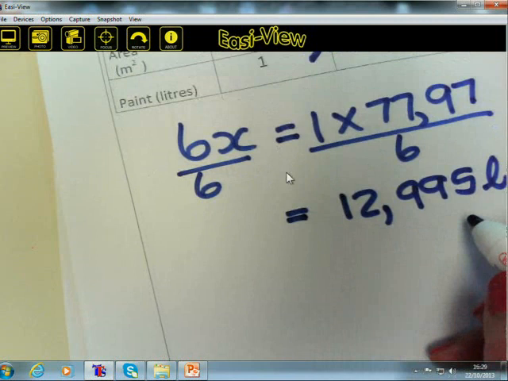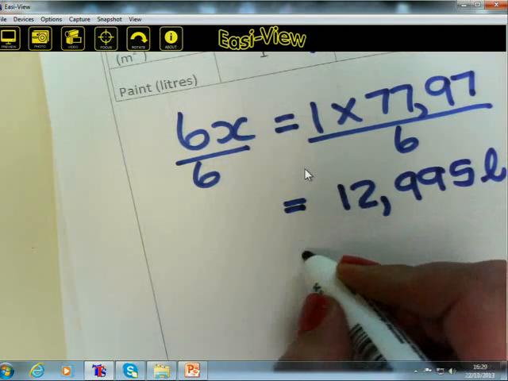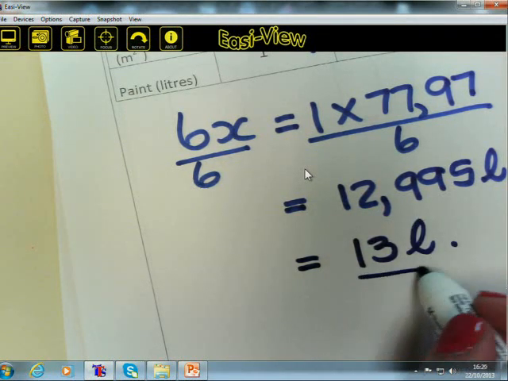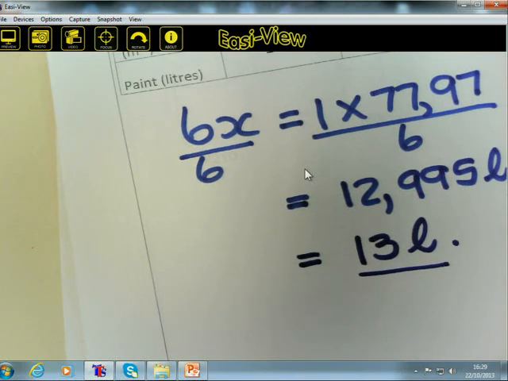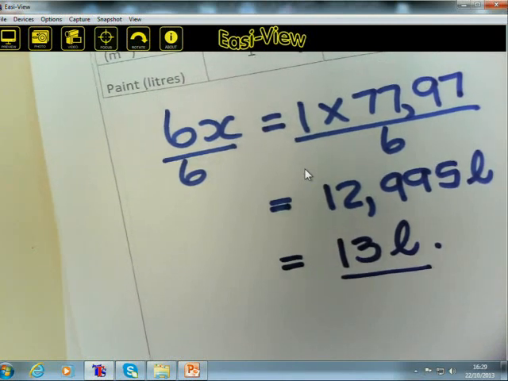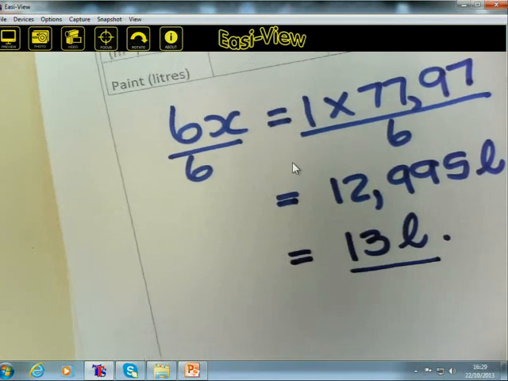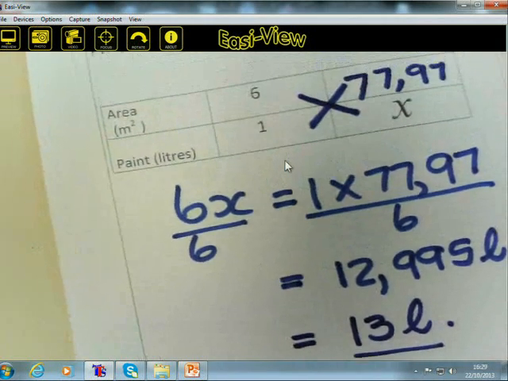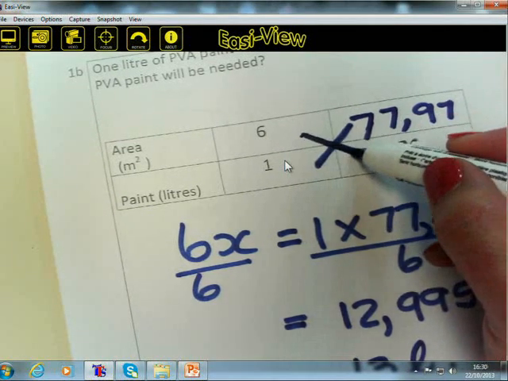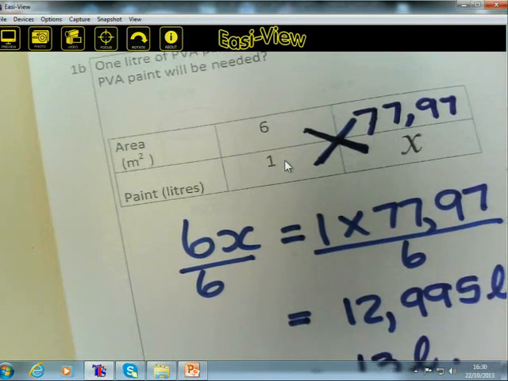It is impossible to buy 12,995 liters. We must round it. And round it to the nearest whole number will be 13 liters of paint. So we round it up to the nearest whole. It's important that when we work with paint, we must round up. Otherwise, there will be a part of your wall that has not been painted, and we don't want that. Cross multiplication, when there's a ratio like this, do the multiplication 6 times x, 1 times 77,97, and divide with a 6.